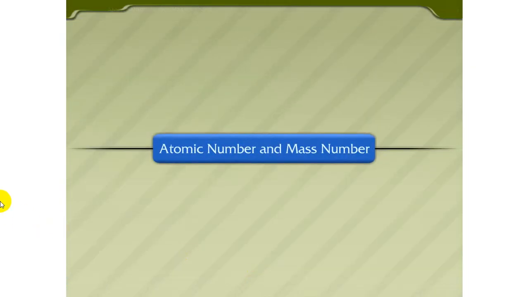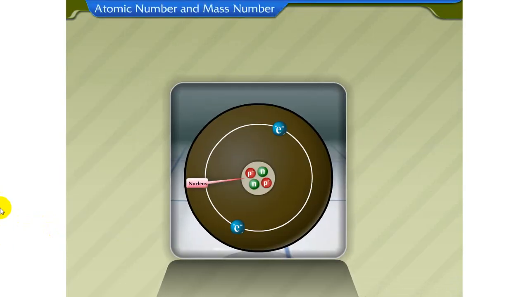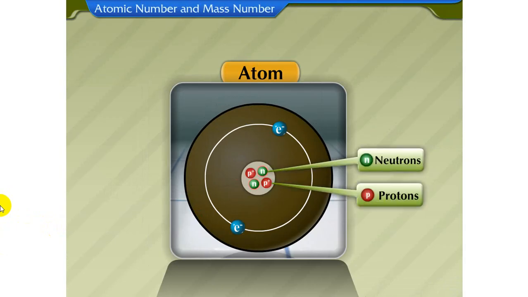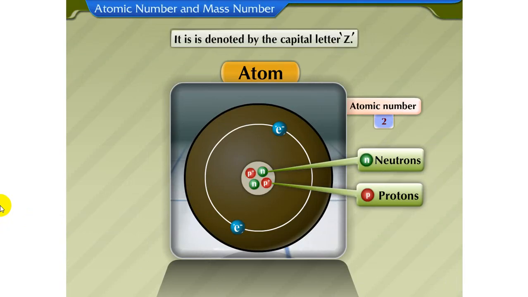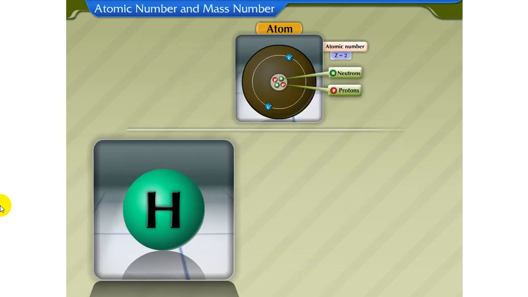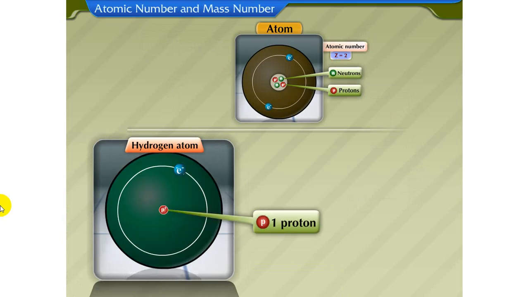Atomic number and mass number. The nucleus of an atom consists of protons and neutrons. Atomic number of an element is the number of protons present in the nucleus. It is denoted by the capital letter Z. For example, hydrogen has 1 proton in its nucleus. So, the atomic number of hydrogen is 1. We express it as Z is equal to 1.